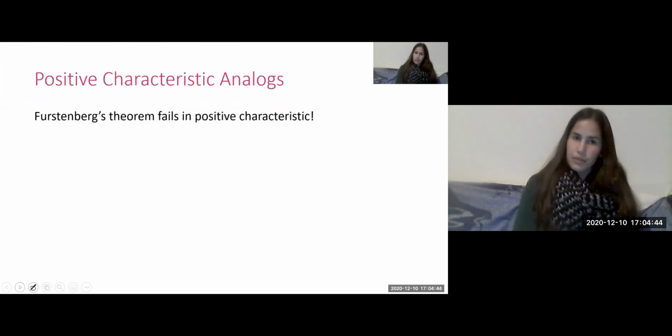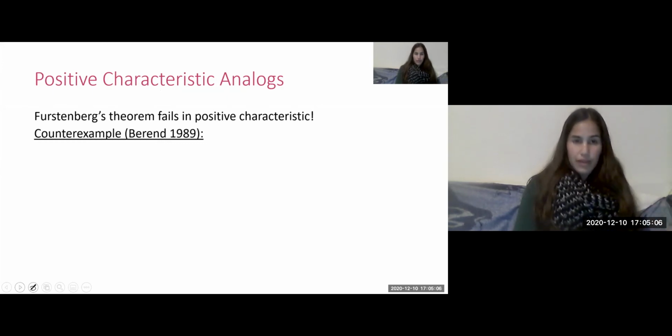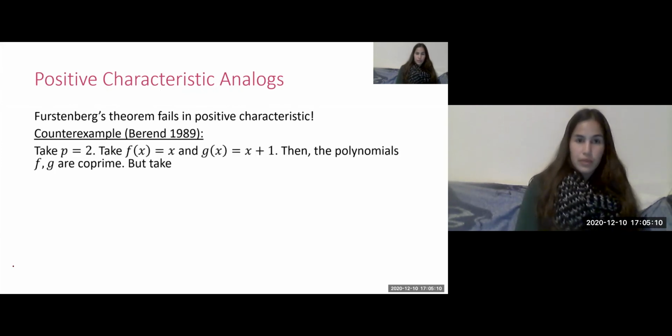So Furstenberg's theorem fails in positive characteristic, and I'd like to show a counterexample. This is building upon a counterexample that Daniel Behrend showed in a later paper in 1989. He showed something general, and I'm just going to show something nice, which shows why it fails in positive characteristic, and we don't have this in zero characteristic. So here, let's start with p equals 2, but we can generalize this for any p.